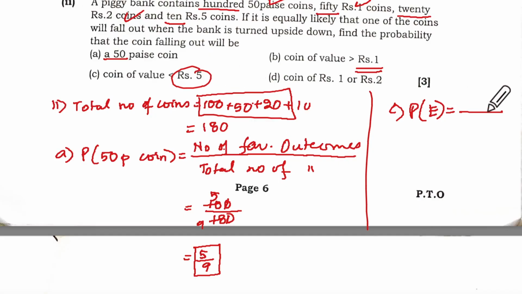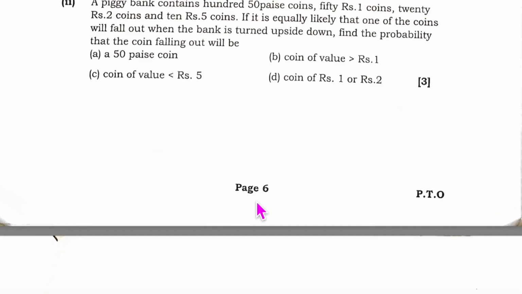But less than 5 means you will write here 100 plus 1 rupee means 50 and plus 2 rupee means 20, upon 180. Write like this. Don't add it up and write, because the examiner will have more clarity of what's happening inside your brain. Okay, so this remaining I'm sure you can handle.